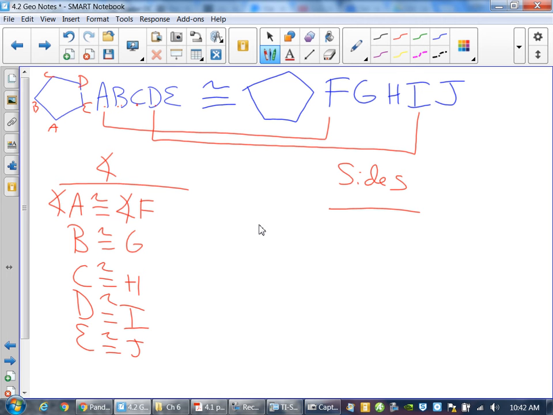So if I go side lengths, AB matches up to what? And so on. This is how this works. BC.